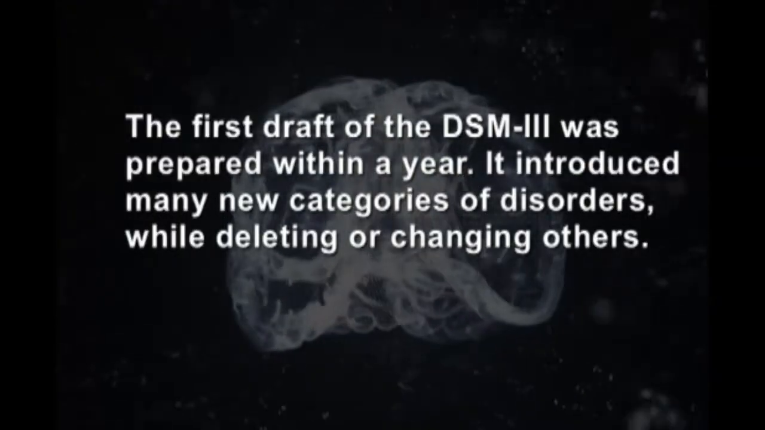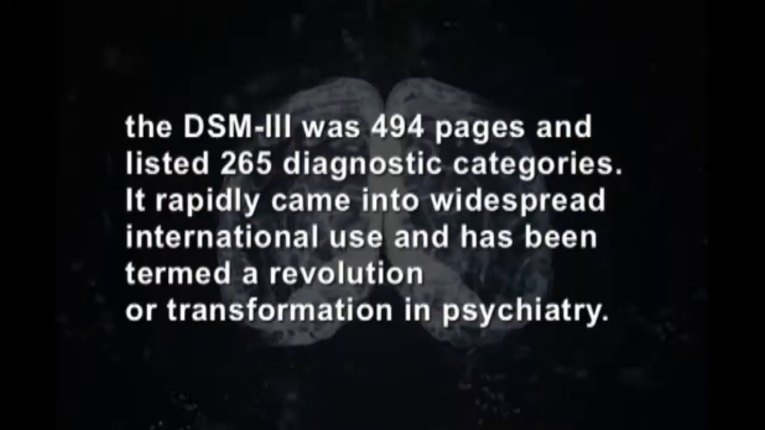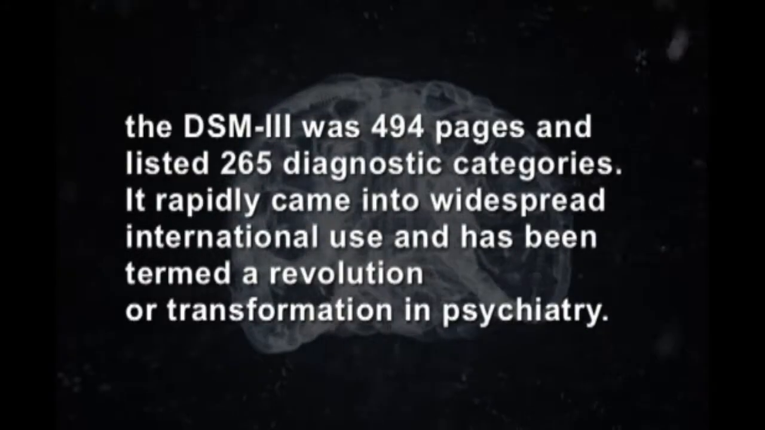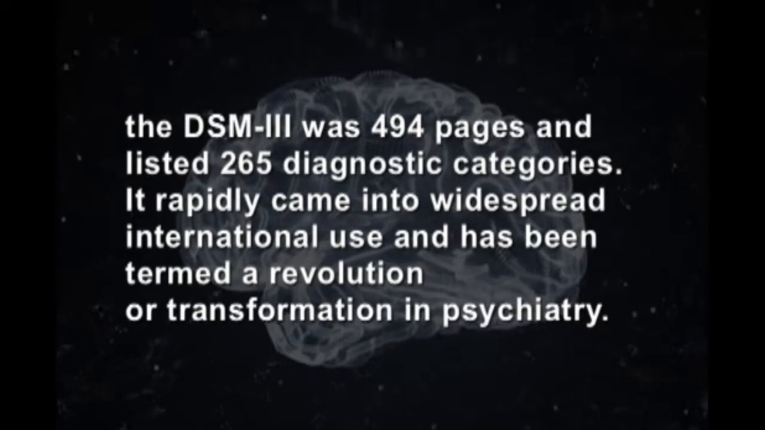A key aim was to base this categorization on colloquial English descriptive language, and thus the psychodynamic or physiologic view was abandoned. The first draft of DSM-3 introduced many new categories of disorders while deleting or changing others. A controversy emerged regarding deletion of the concept of neurosis, a mainstay of psychodynamic and psychoanalytic theory and therapy, which was seen as vague and unscientific by the DSM task force. Finally, the version was published in 1980, and DSM-3 was 494 pages and listed 265 diagnostic categories.